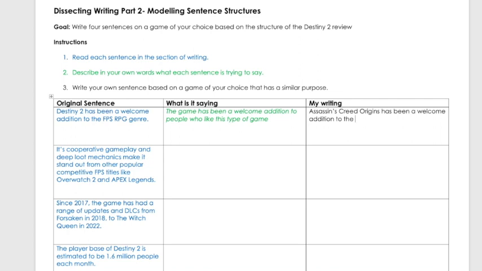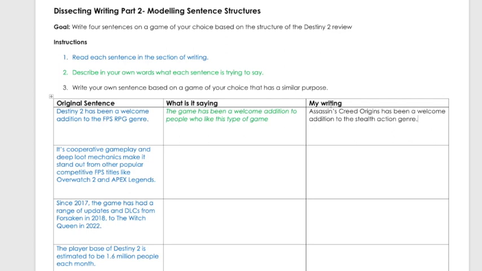RPG game. So I have to think about how I could define the type of game in a way that's different to Destiny 2. So in this case, I've said stealth action genre, because it's sort of a stealth game where you're sneaking around, but it's also very much an action game that follows a story. I've put a full stop after that. So now my sentence follows the same structure and purpose as the original sentence for Destiny 2.